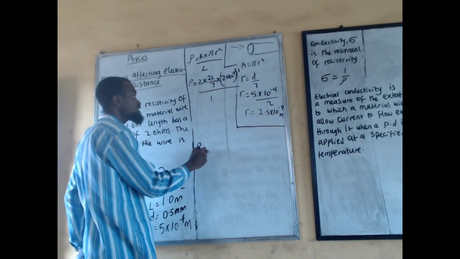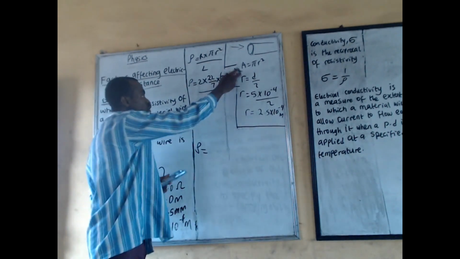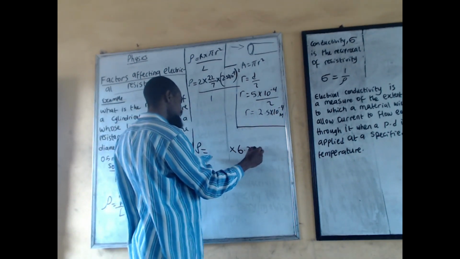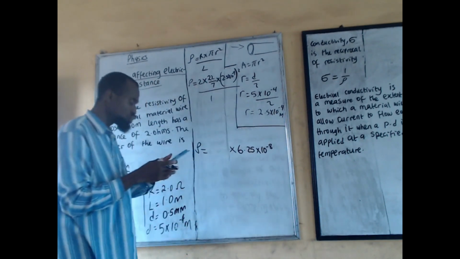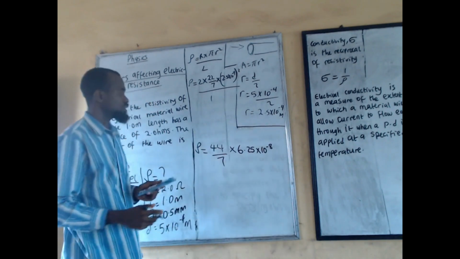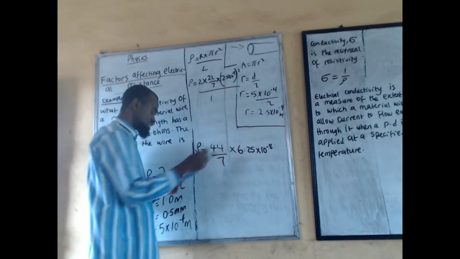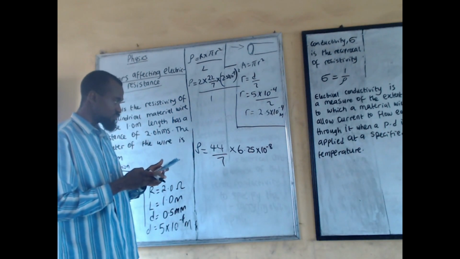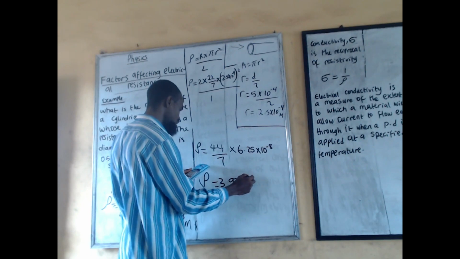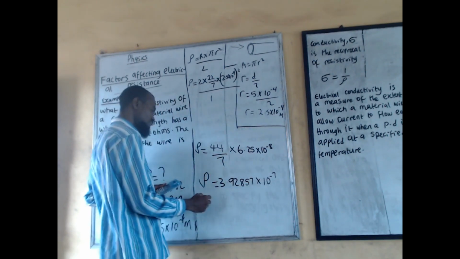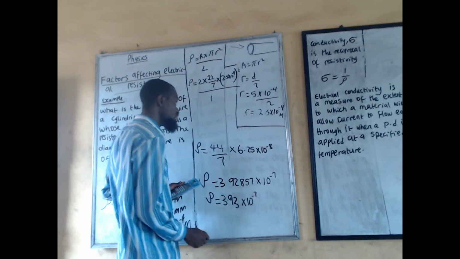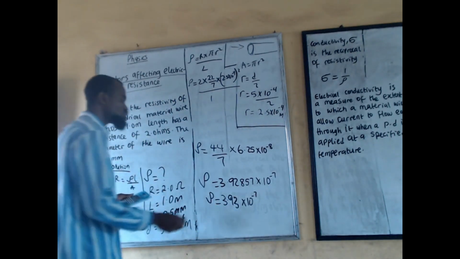So rho stands for 2 times 22 over 7 times 6.25 times 10 to the power minus 8. Now 2 times 22 gives us 44. Everything here is 44 times 6.25 times 10 to the power minus 8, divided by 7. That gives us 3.9285 times 10 to the power minus 7. Now I'm making it to 2 decimal places: 3.93 times 10 to the power minus 7. And the unit, as we know, for resistivity is ohm meter.